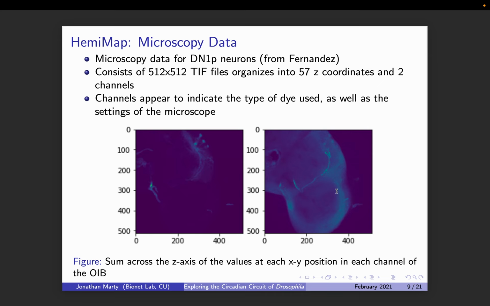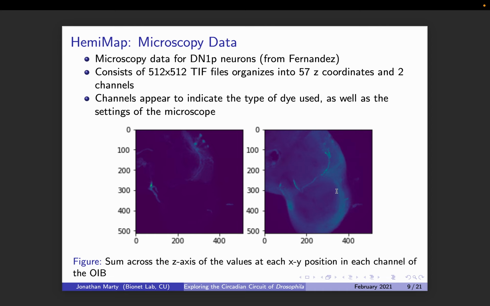So the first thing that we have, to start developing a way of checking that these are the same, is the actual microscopy data that Professor Fernandez provided us on DN1P neurons. And this consists of TIFF files, which are 512 by 512 in x and y directions, with 57 z coordinates in two channels. The channels just indicate which dye and the settings of the microscope that were used when they were collecting the data of where the neuron was positioned in the brain.